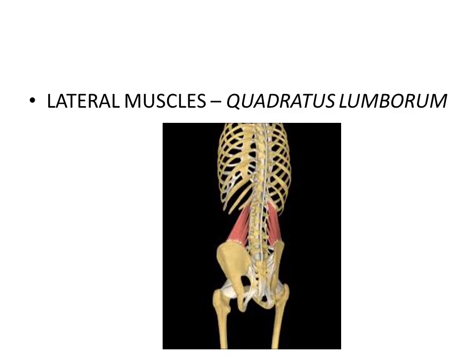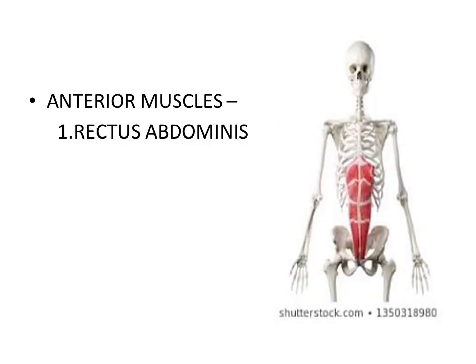Then the lateral muscle, the quadratus lumborum. These are deep to the erector spinae and the multifidus. Acting unilaterally, they laterally flex the spine and control the rotational motion.